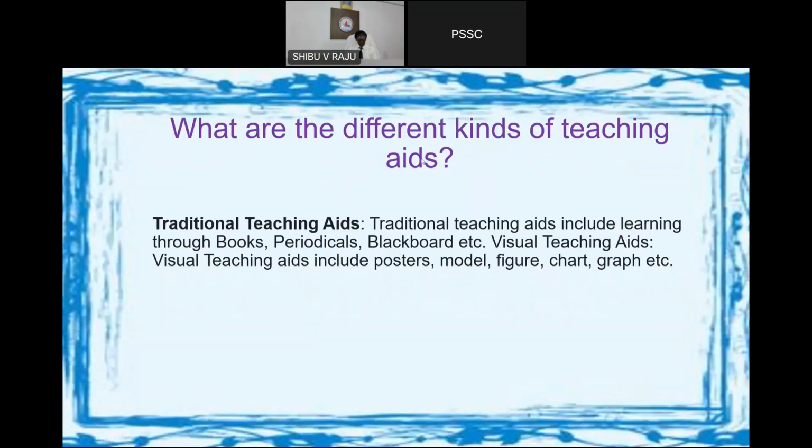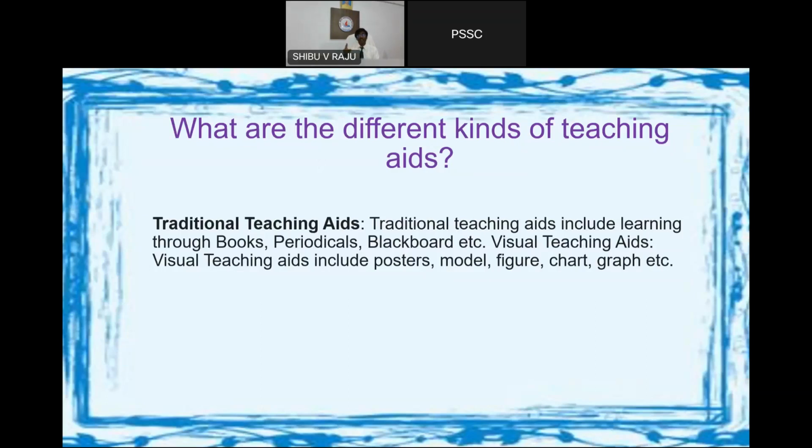And now you see what are traditional, what are different kinds of teaching aids. One is traditional teaching aids. What is a traditional teaching aid? Traditional teaching aids include learning through books, periodicals, blackboard, visual teaching.